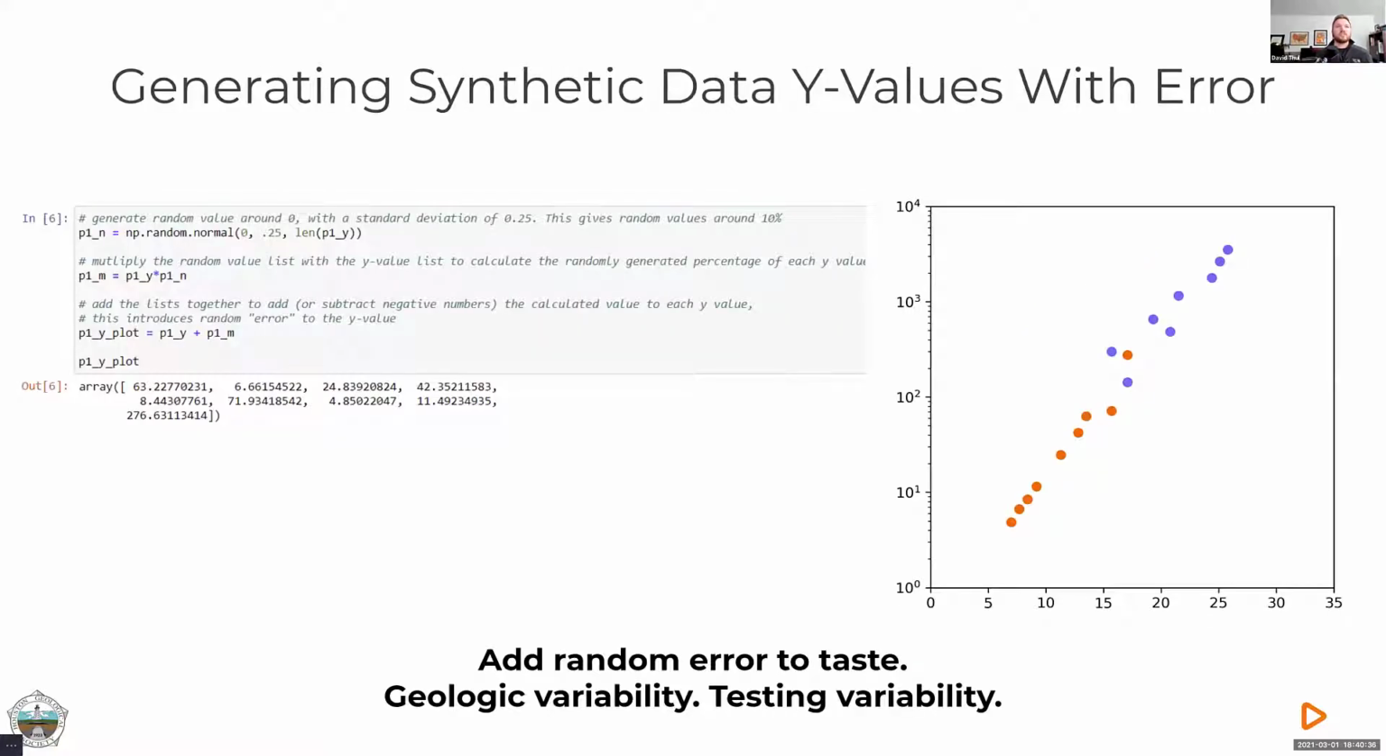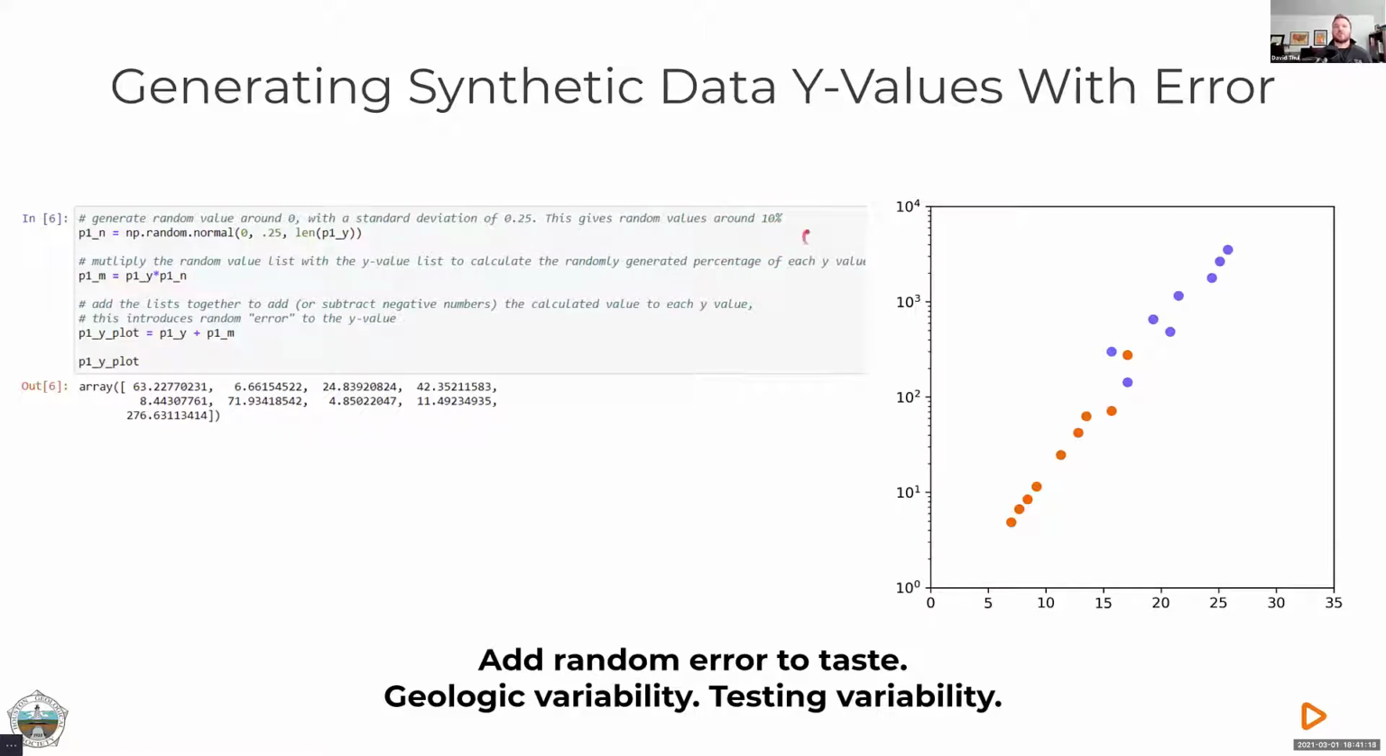But what we can do is we can add error. We probably want to add error on the scale of some percentage of the Y value. So we can go in here and basically multiply in a random value that is, say, between 1 and 10% positive and negative of the value that we created. We can come up with any sort of realistic value. In this case, we generated a random number around 0 with a standard deviation of 0.25, and that gives random values of approximately 10%.